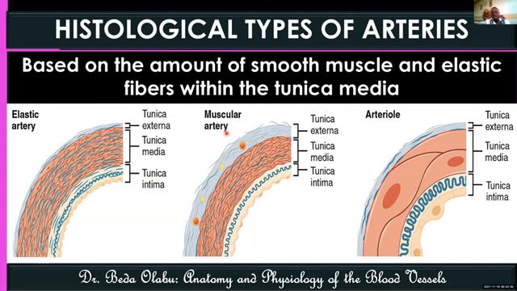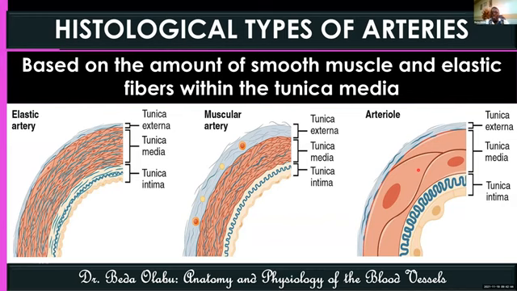The fourth histological type of artery is the arteriole in particular. So what is unique about the arteriole? The tunica adventitia is thin. The internal elastic lamina is prominent. It has hardly any elastic fibers within the tunica media. So the tunica media is predominantly just smooth muscle, with hardly any elastic fibers.